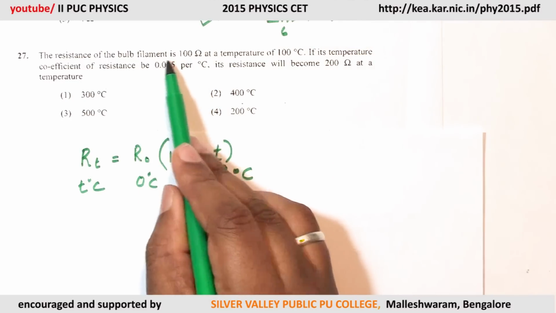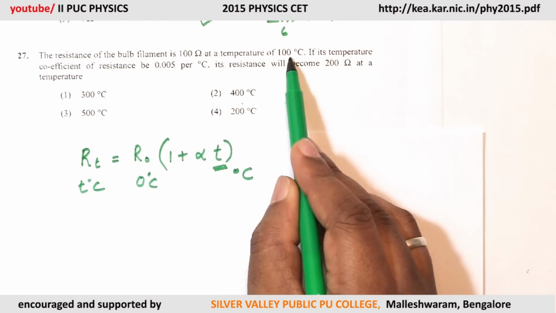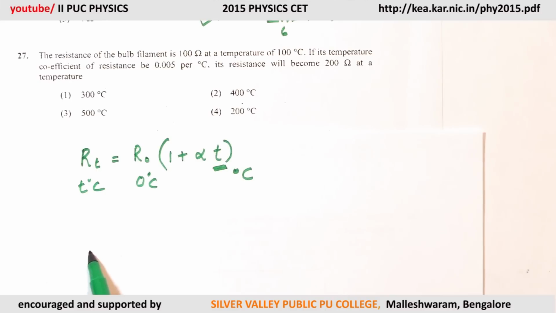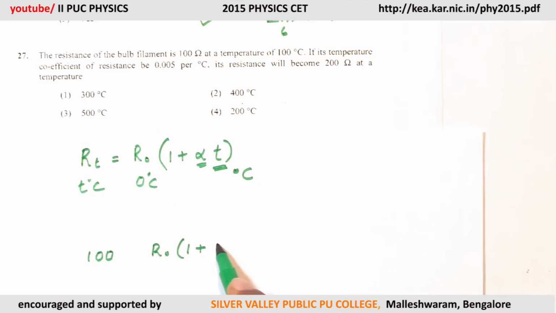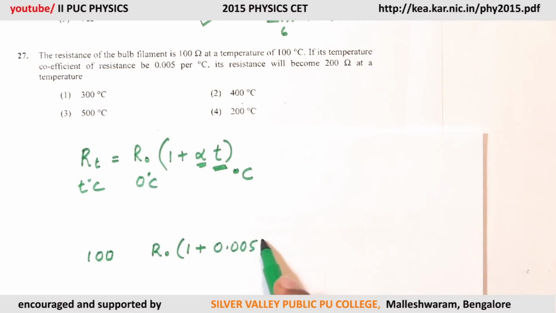Now the resistance is 100 ohm at 100 degree Celsius. 100 equals R0 into 1 plus alpha, which is 0.005, into 100.